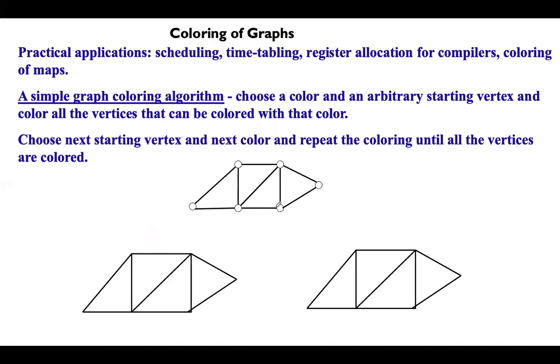Some of the practical applications of graph coloring are scheduling problems. If you have a scheduling task, we can use this concept of graph coloring. It is also used for timetable creation, register allocation for compilers, and coloring of maps. So these are a few applications of graph coloring.